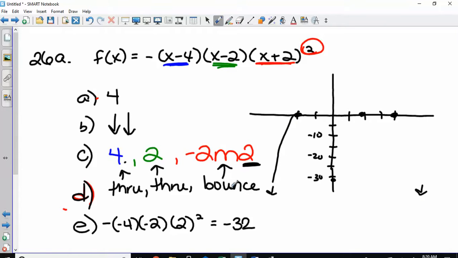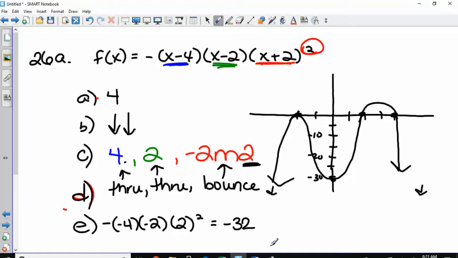-2? Bounce. Remember when you draw these in, guys, it is curved. These are not just like V's or zigzags. It's a nice curve. What happens at 2? Goes through. And what happens at 4? So overall, the graph looks like this.